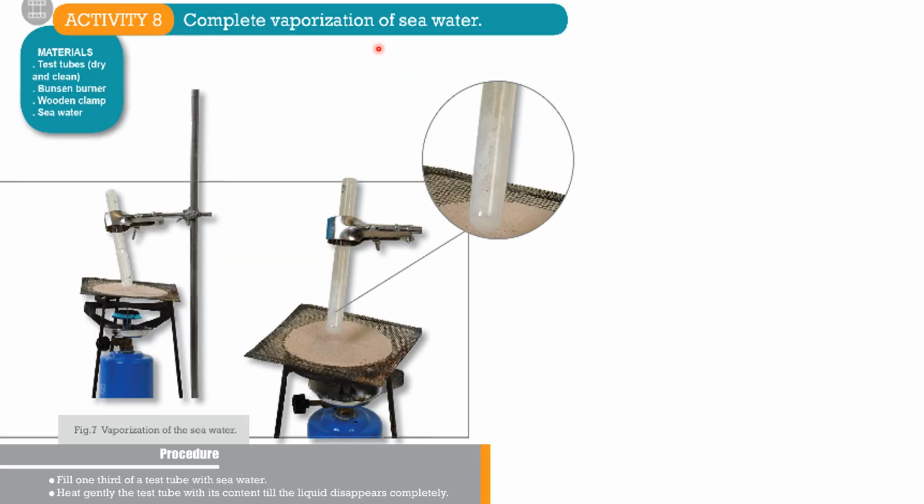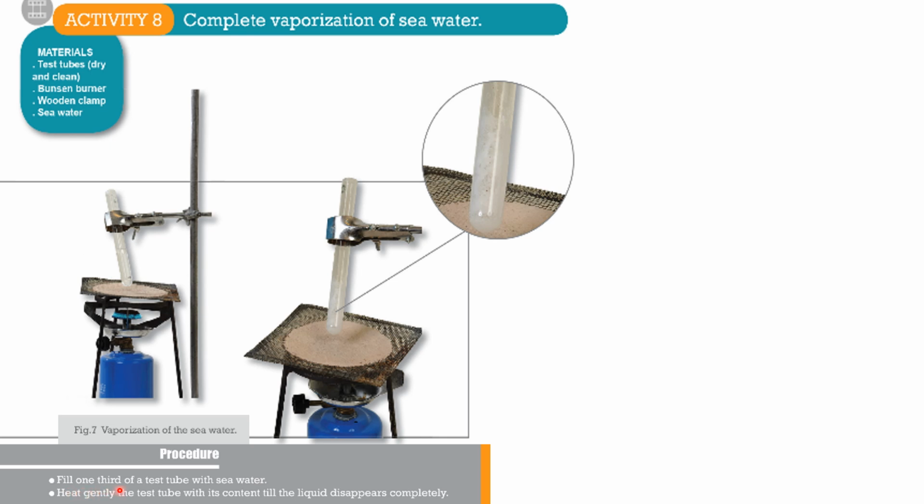Activity 8. Complete vaporization of seawater. The materials used here: test tubes, dry and clean, Bunsen burner, wooden clamp, and seawater. What's the meaning of vaporization? It is the process in which liquid changes into gas. So, in this experiment, we have seawater. What's seawater? Seawater, it is salty water, so it is salt dissolved in water. It's a solution of salt dissolved in water. This is the seawater.